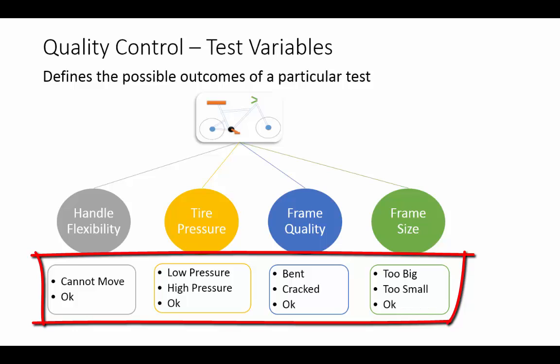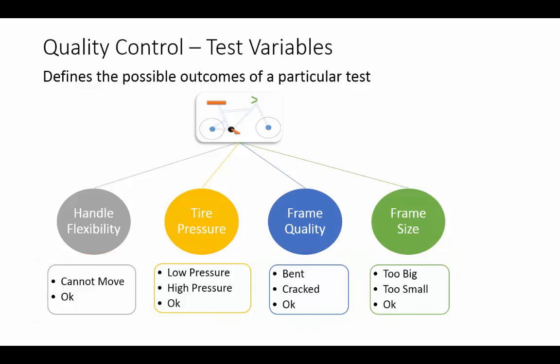For example, when checking the handle flexibility, the result could be either okay or not okay. Or on checking the tire pressure, the outcome of the test could be either low pressure or higher pressure, or it may be okay. We need to define the required test variable with its possible outcome and link it to quality test using test group.